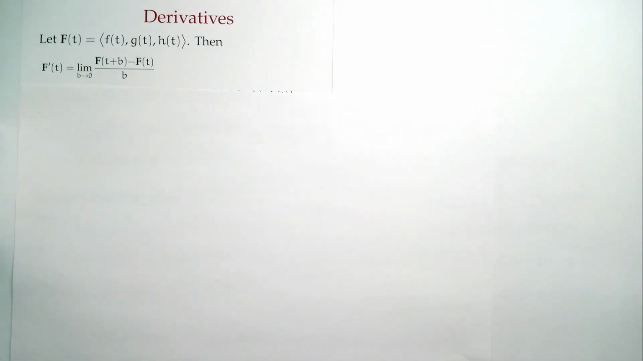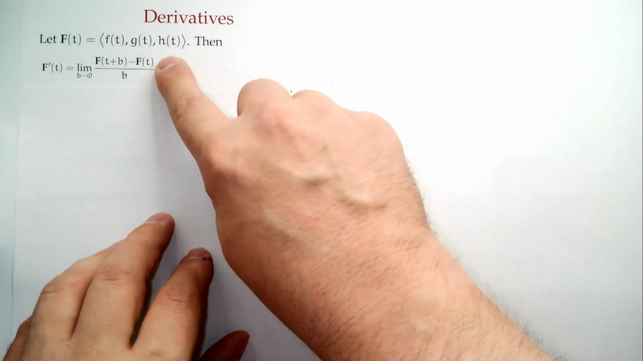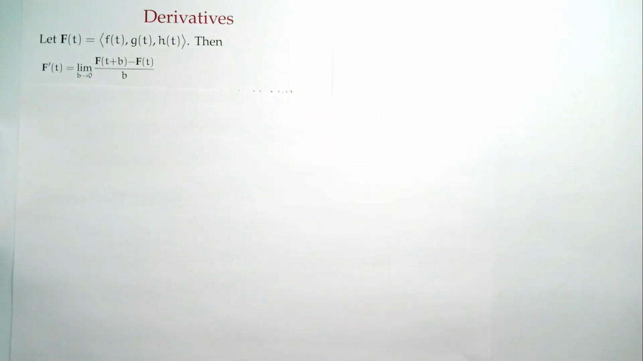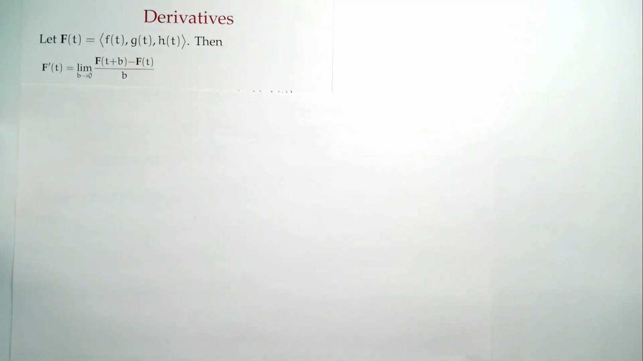Now, notice what I said before. It's all about adding and scaling. Look at what's happening in the limit of the derivative. In the top, we are subtracting, which is just adding under a different name. And then we divide by b, but that means we're scaling by 1 over b. So when I talk about adding and scaling, that's what I'm talking about. Derivatives boil down to that one idea. You add, you scale, and you have a limit. And we know we can add and scale vectors, and we can take limits, so therefore we can take derivatives.